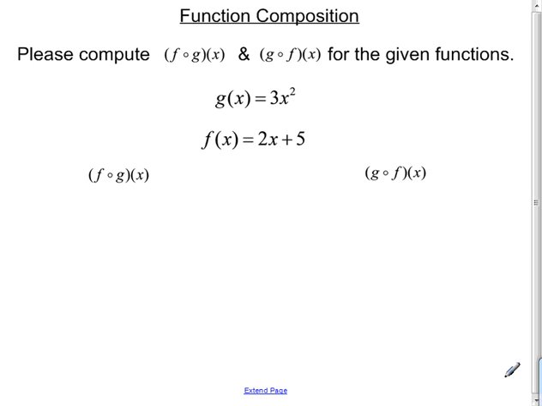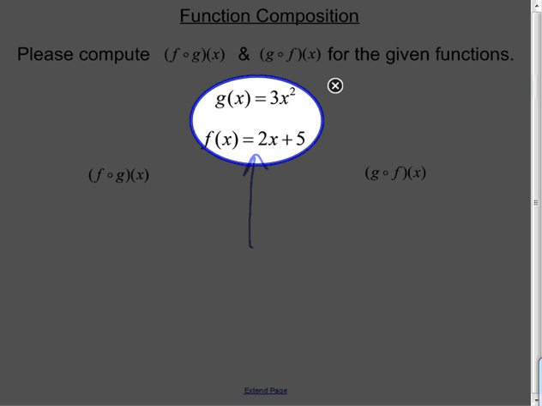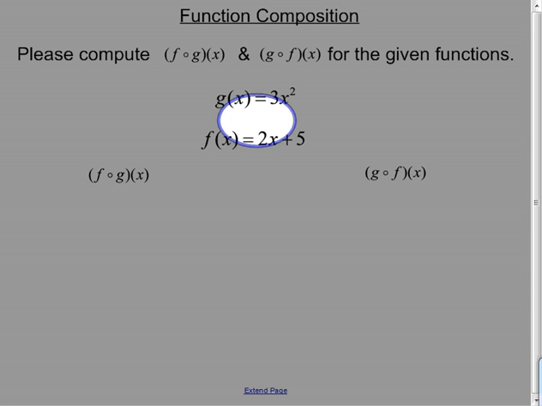Hopefully this video will quickly and efficiently instruct you on how to perform function composition. So we see we're asked to please compute f composed with g of x and g composed with f of x for the given functions. Our given functions are these two functions right here: g of x equals 3x squared and f of x equals 2x plus 5.